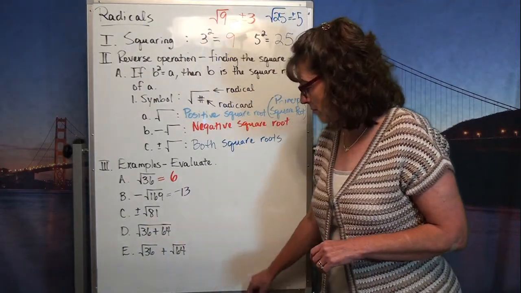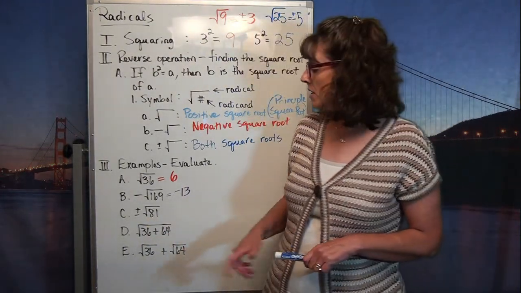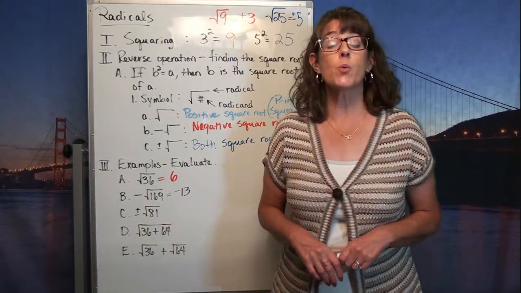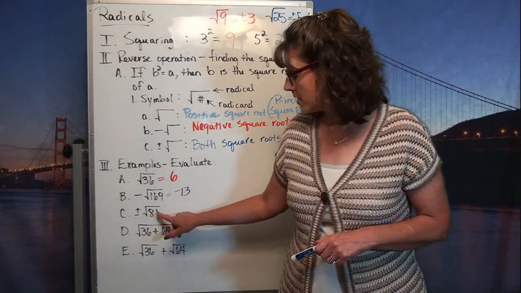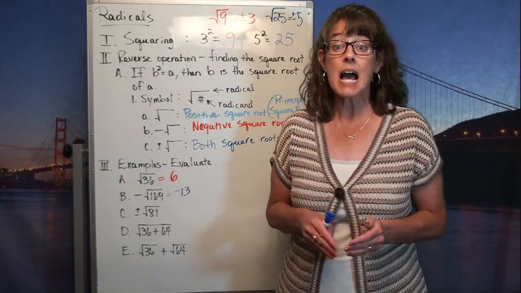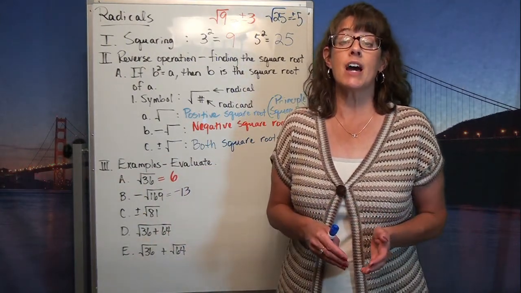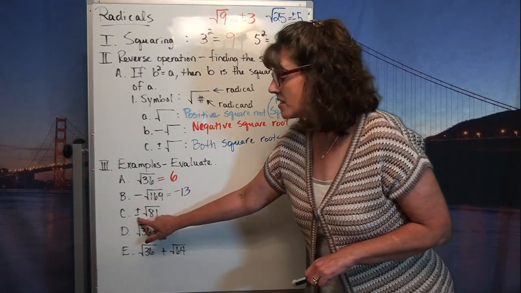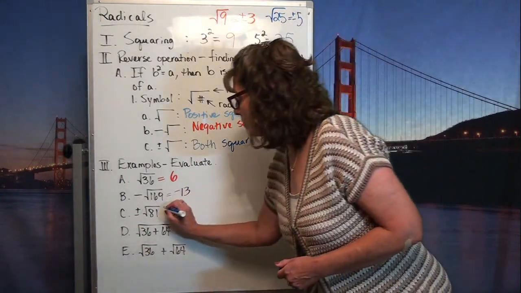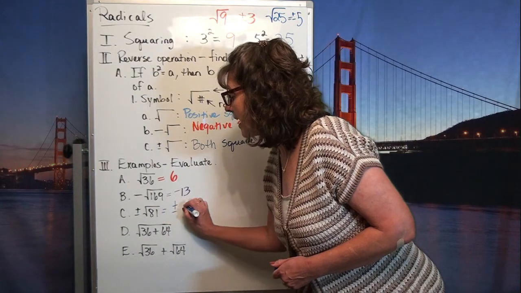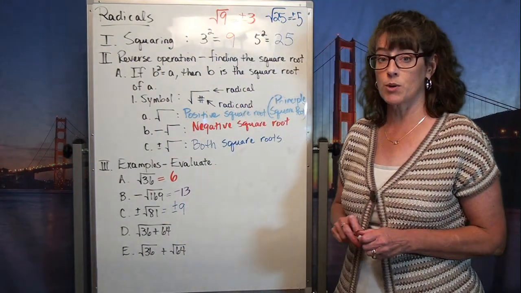As opposed to what we see right here. Notice in this one, it says positive or negative. So when I ask myself, what would I multiply by itself to create an 81? 9 times 9, 9 times itself is 81, but negative 9 times negative 9 is also 81. And this says, hey, I'm concentrating on both of them, the positive and the negative of that square root.